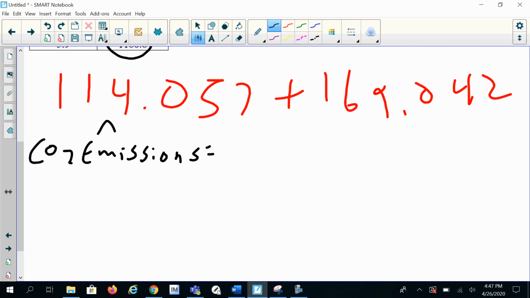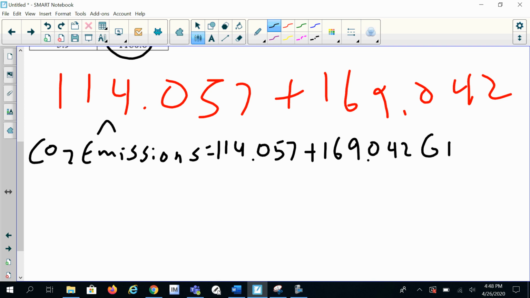So we write the intercept first, so we have 114.057, that is the y-intercept, plus 169.042, and then we write our y or x variable, which is GDP. So instead of writing y and x, which can be confusing if you just look at it, because what's y, what's x, you actually write the variable name so nobody would have any confusion.